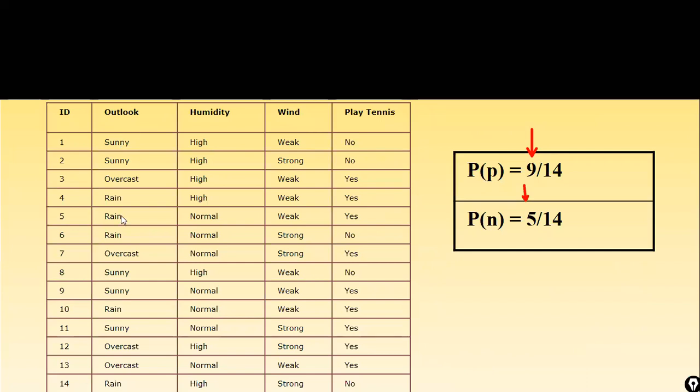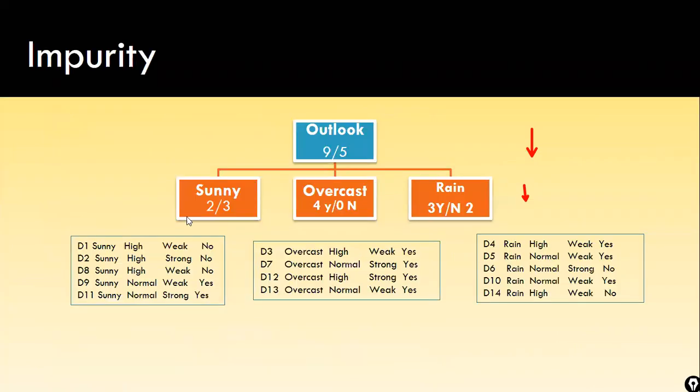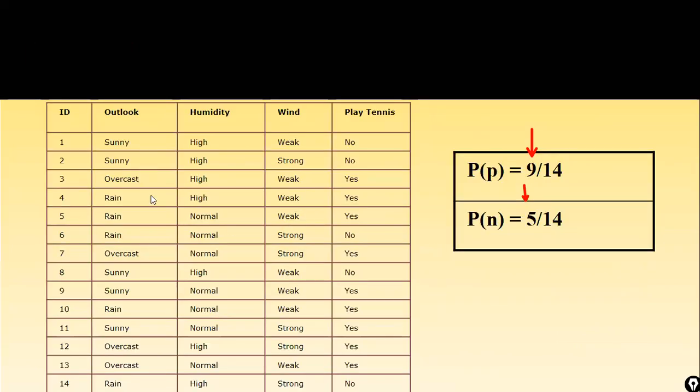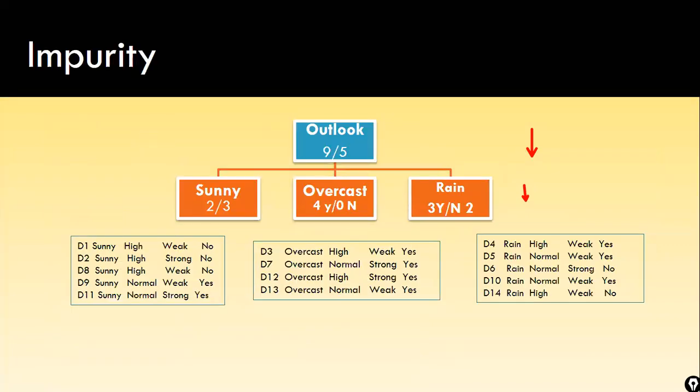So how many unique values are there in the outlook column? Sunny, overcast and rain, right? 3 groups are there. Maybe multiple occurrences are there, but in total 3 groups are there. In each group, how many yes and how many no's are there?